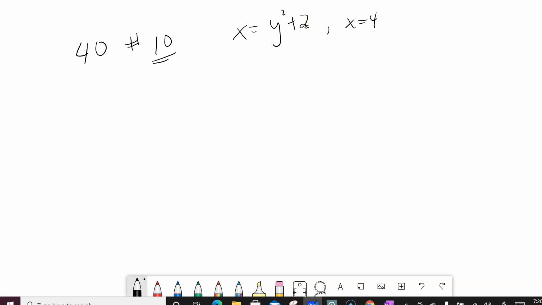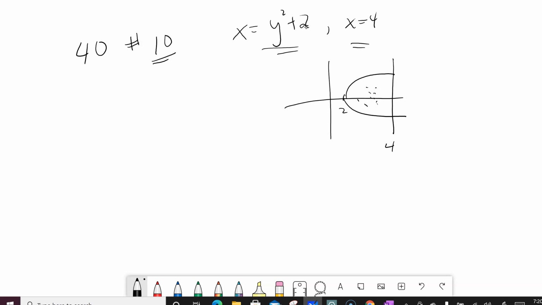All right, so let's do 4O number 10. The base of a solid is the area bounded by these two functions: y squared plus 2, so there's 2, and x equals 4. So this is the bottom of the solid. This is a three-dimensional thing popping out of the page.